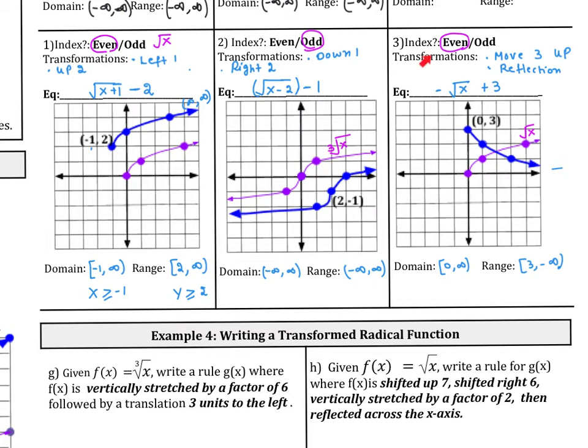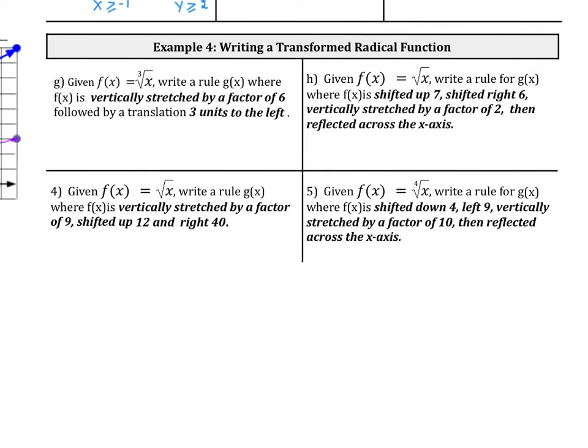For number 3, that's going to be an even function, the given parent graph. And then the blue function starts from 0, 3, but it's upside down. It means it's a reflection. So for reflection, you use a negative sign, and moving up 3 means that you have a plus 3. Next, we are going to do example number 4.